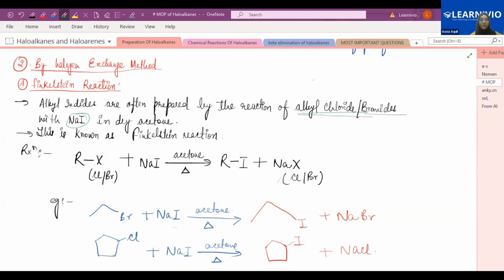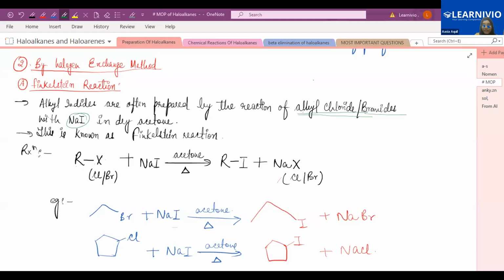Okay. So in Finkelstein reaction, what reagent do we use? Sodium iodide, and as the solvent we use dry acetone. Just remember this is known as the Finkelstein reaction. When you react alkyl chloride or bromide with sodium iodide in the presence of dry acetone, you get the product alkyl iodide. So Finkelstein reaction is the preparative method of alkyl iodide, just remember that.